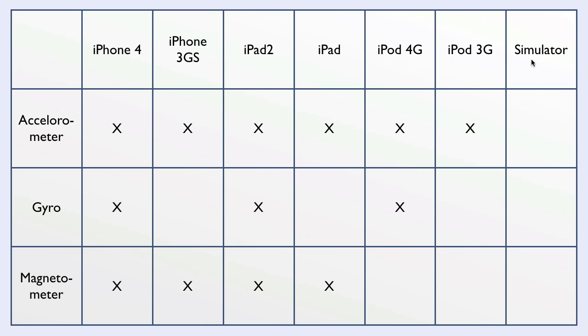For instance, the simulator on your Mac does not have any instruments at all. But all the other devices have the accelerometer. When it comes to gyroscope, only iPhone 4, iPad 2, and iPod 4G have it. When it comes to magnetometer, we see that iPhone and iPad have it, but no iPods.